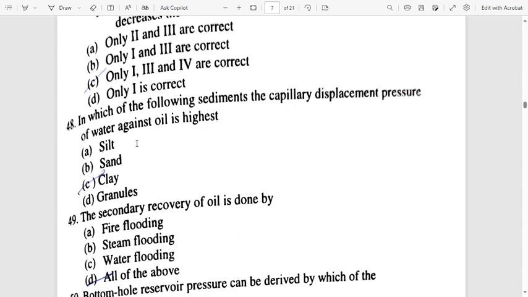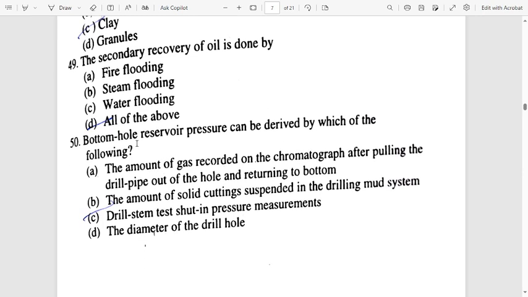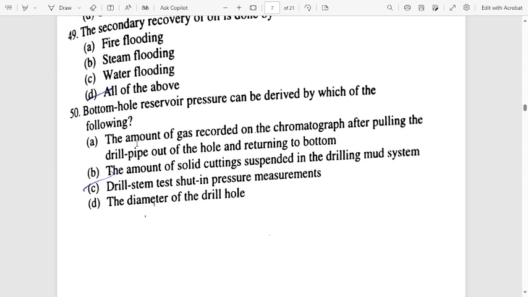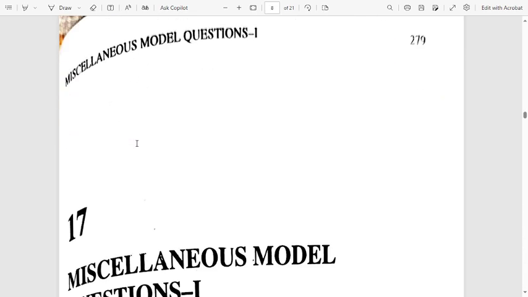In which of the following sediments is the capillary displacement pressure of water against oil highest? Clay. The secondary recovery of oil is done by fire flooding, steam flooding, water flooding, all of the above. Bottom hole reservoir pressure can be derived by which of the following? Drill stem test, shut-in pressure measurements.